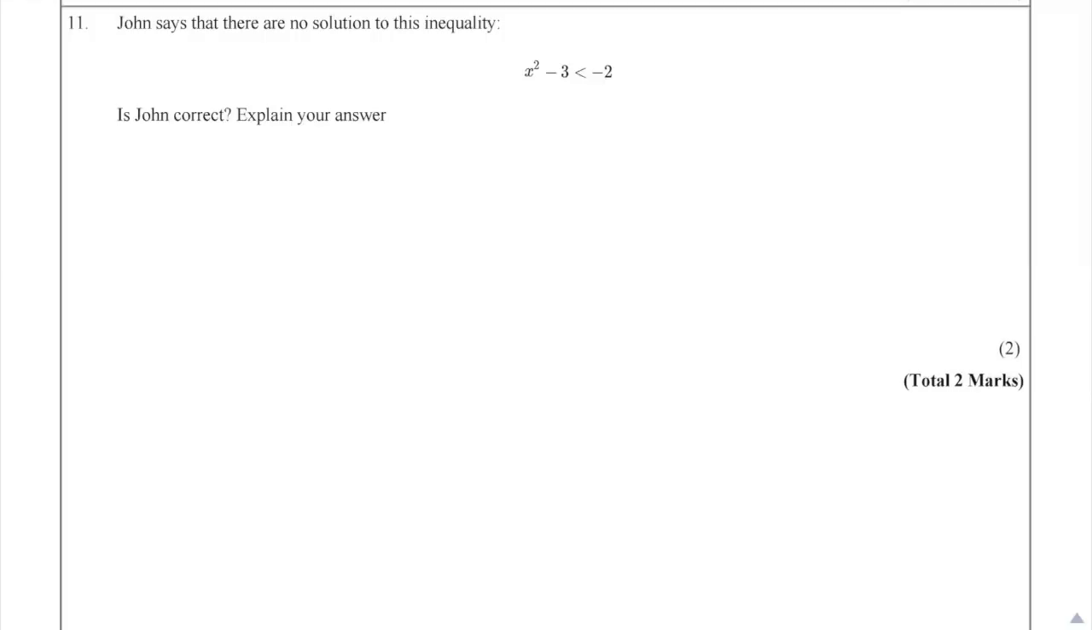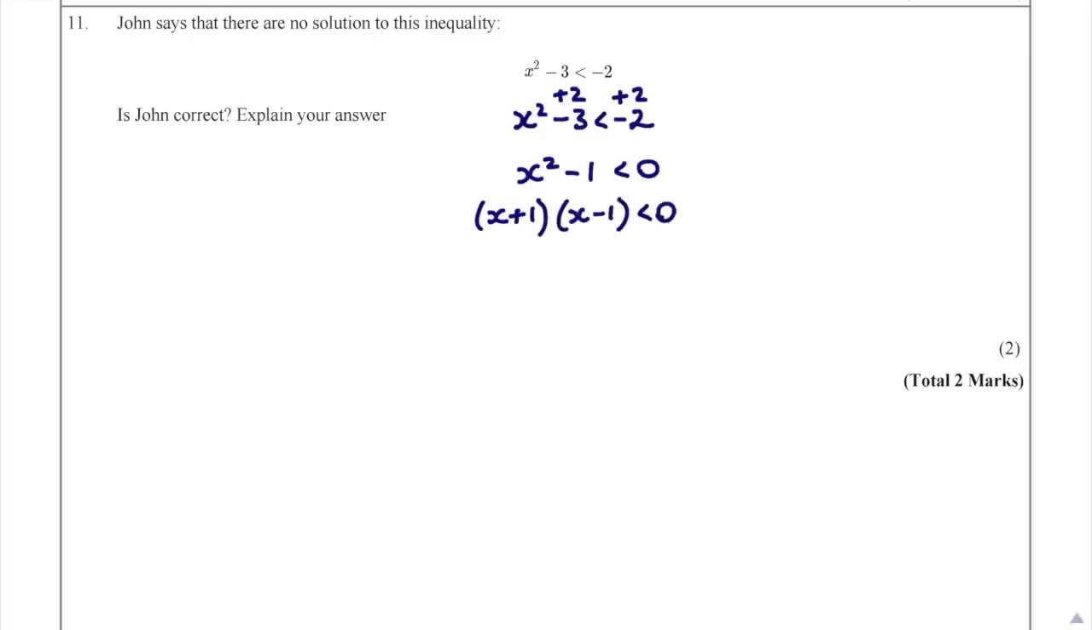Question 11, John says that there are no solutions to this inequality. x squared minus 3 is less than minus 2. Is John correct? Explain your answer. So in order to solve an inequality like this, we've got to take the minus 2 and move it from the right hand side to the left hand side. So if I write the inequality again, we're going to have x squared minus 3 is less than minus 2. We're going to add 2 to both sides. So we get x squared minus 1 is less than 0. Now, you should be able to see on the left hand side, we've got a difference of two squares. So this will factorise to x plus 1 multiplied by x minus 1, which is less than 0.